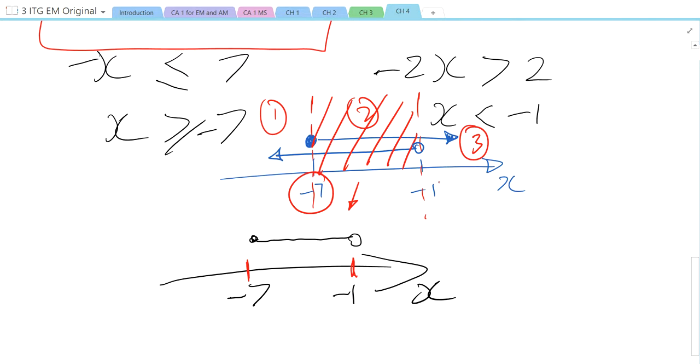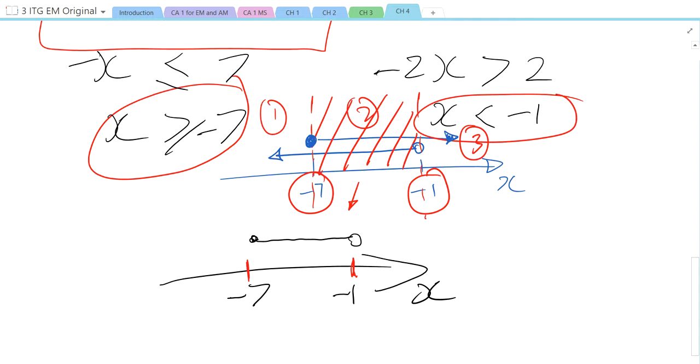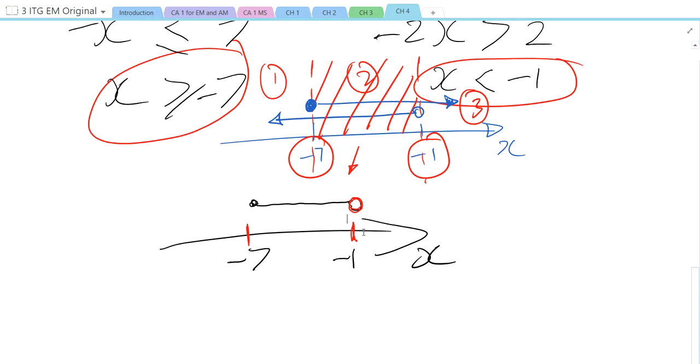What about the number -1? Is it found in both? No, it is not. It is only found in this inequality. It is not found in this second inequality, which is why in our final answer, we do not include the value of -1. Okay, so that's for question 1. Let us move on to question 2.